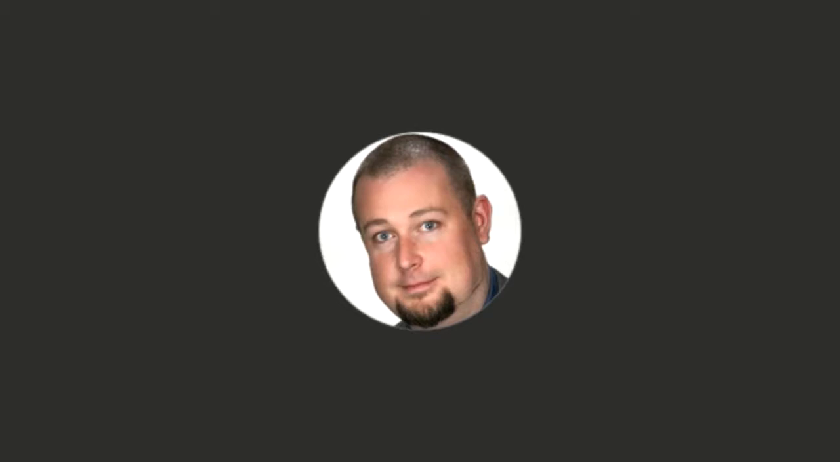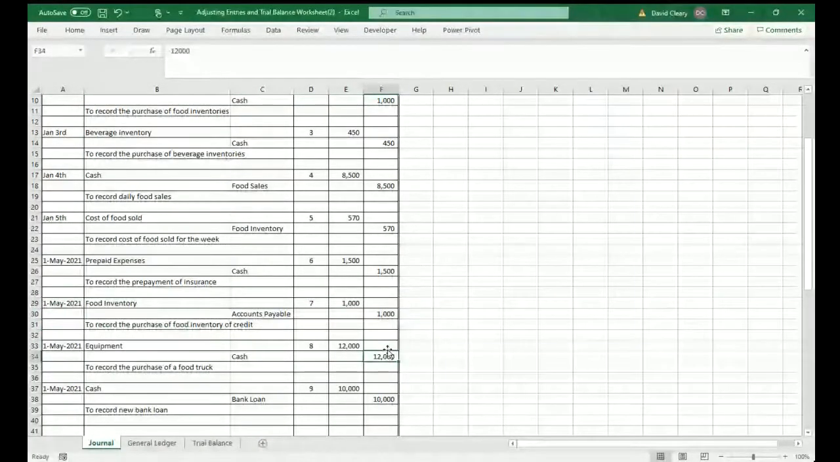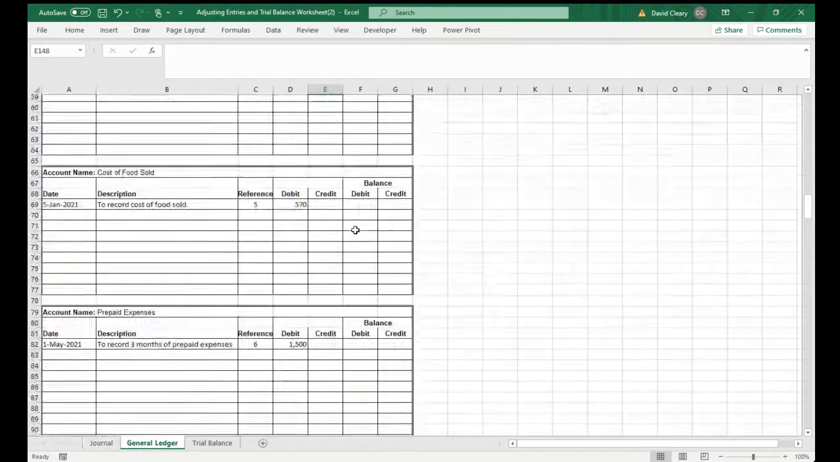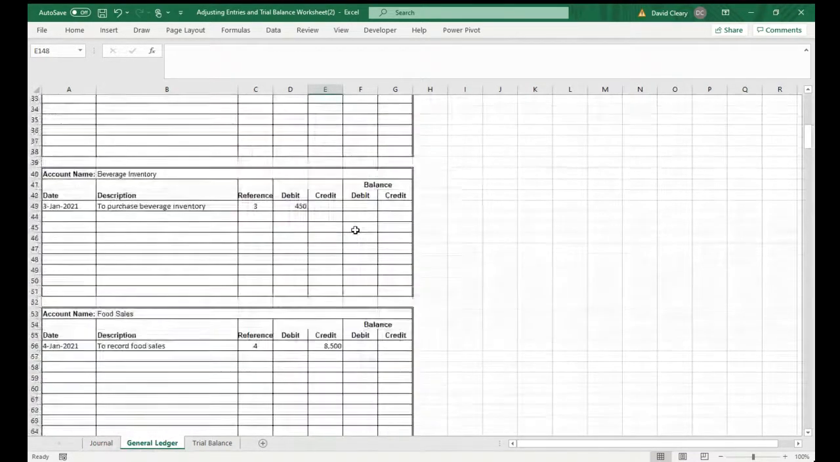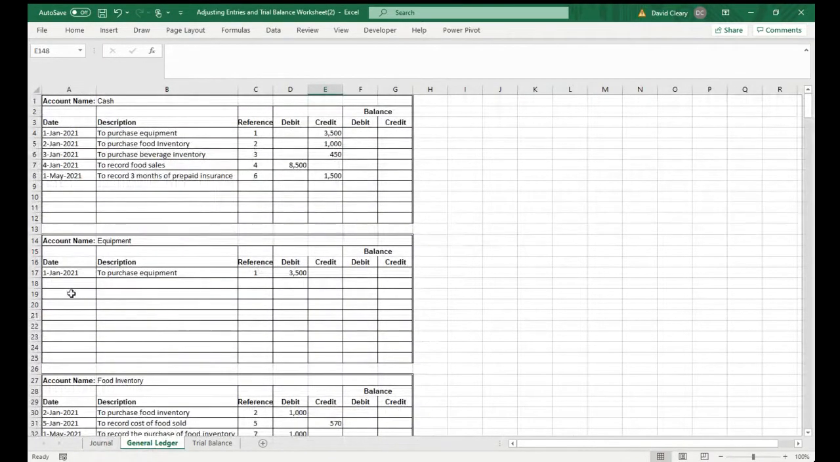Share my application again, screen. There we go. So transaction number 8, which was the purchase of a food truck or some equipment here for $12,000. We debited equipment by $12,000 and we credited cash by $12,000. Okay, and the transaction number here was 8. So we're going to go to our ledger. Find our equipment account, which I believe is near the top. Could be wrong. It is near the top.